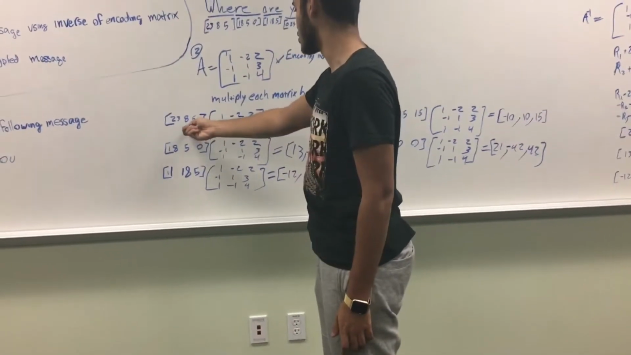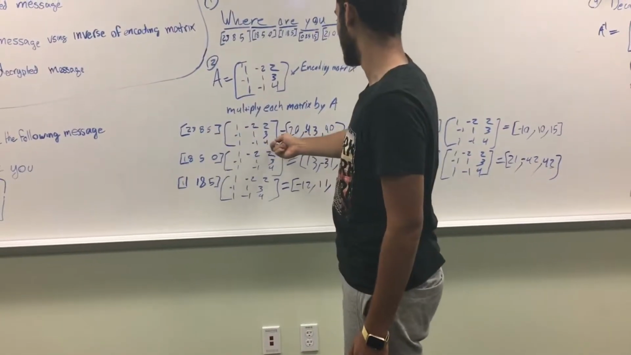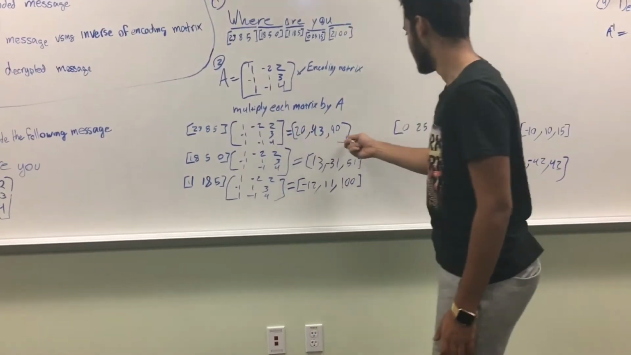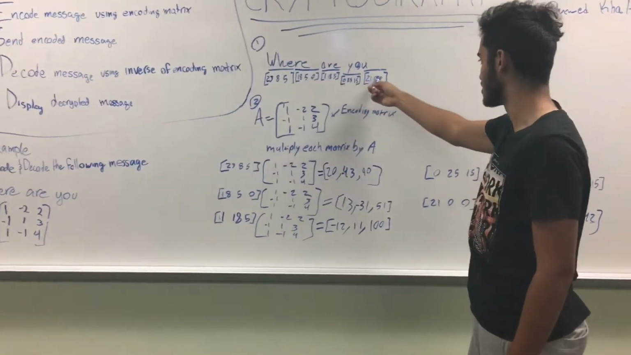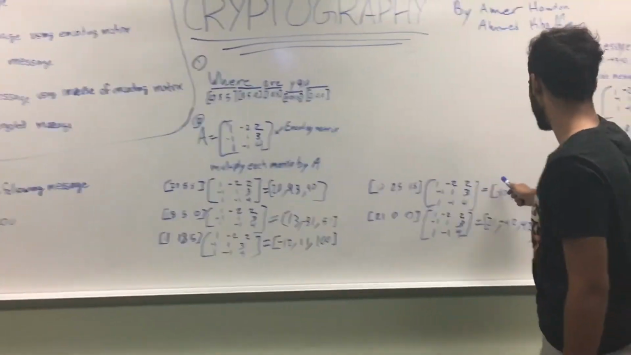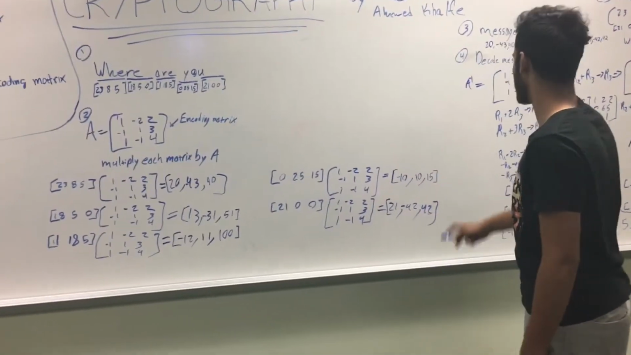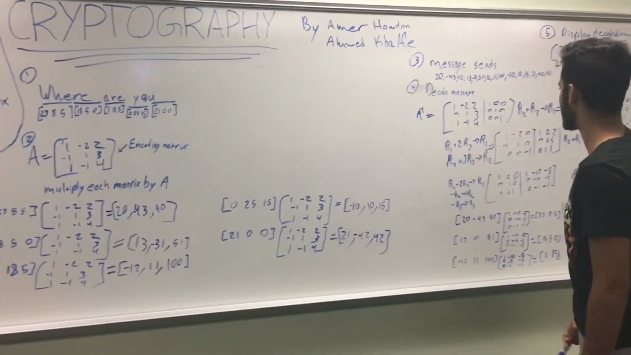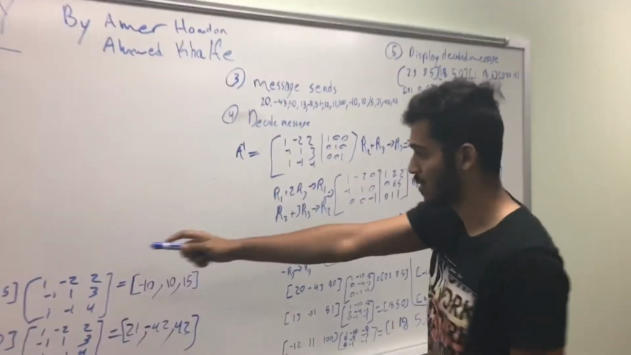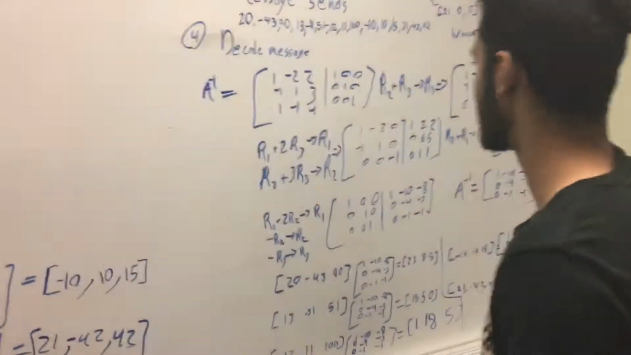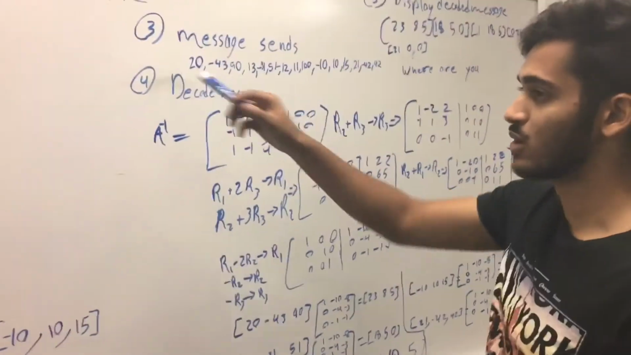You multiply each matrix piecewise with the 3x3 encoding matrix to get a subsequent encoded message matrix. You do that for each of these matrices, and you get 5 subsequent encoded message matrices. Then you get to step 3, which is sending the message. The message sends as these numbers, which are the same numbers as the numbers in these matrices. And then step 4 is decode the message.